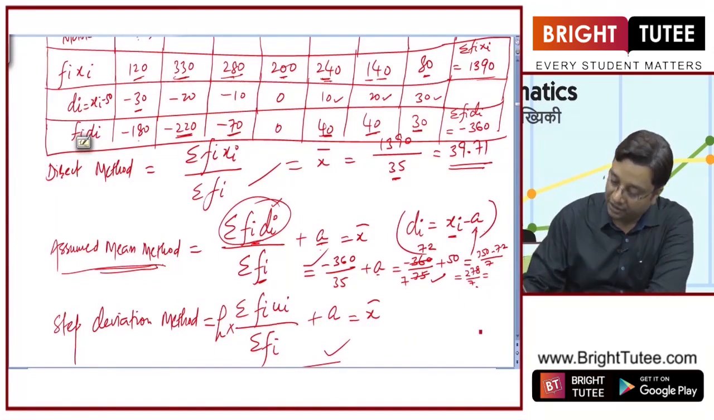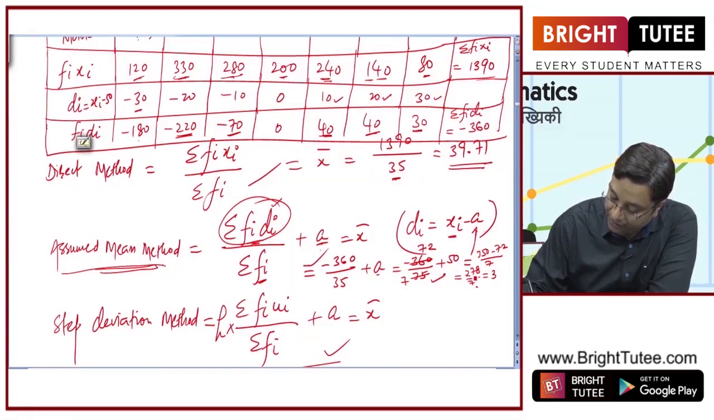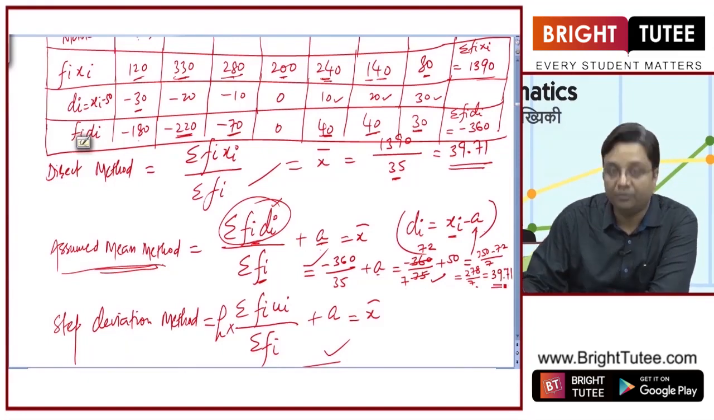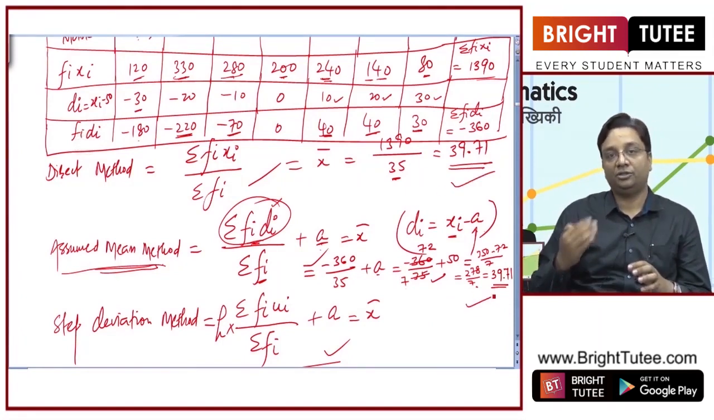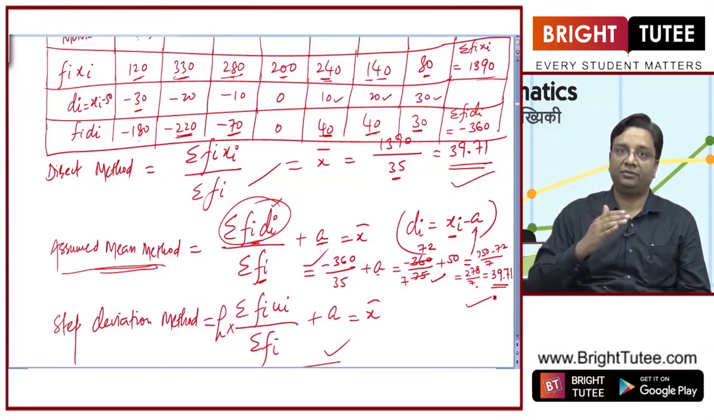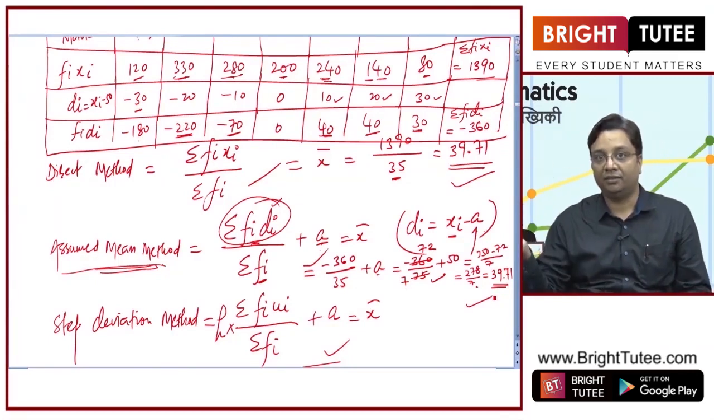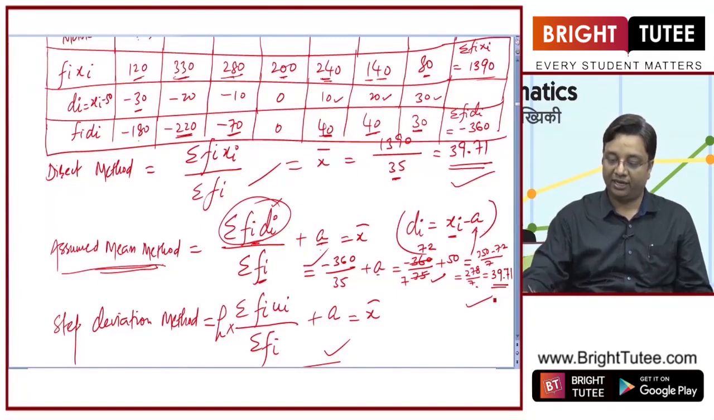7 7s are 49, 7 3s are 21, so 6 will be there. 7 9s are 63, so 5 will be there. 7 7s are 49, and then 1. So 39.71. You will still get the same mean. Why? Because we are assuming a number A and subtracting it from each of the entries and finally adding that number. So it will not affect our original mean here.